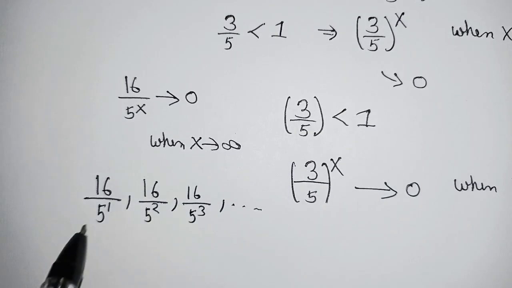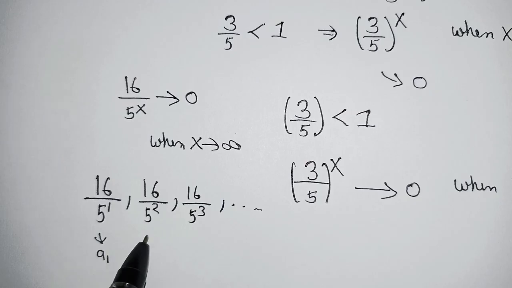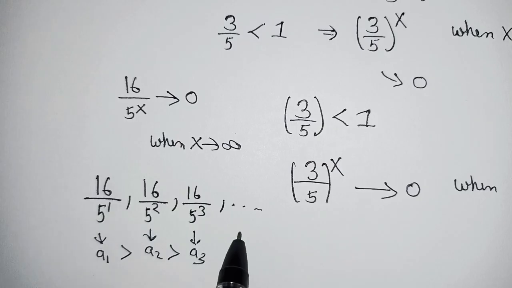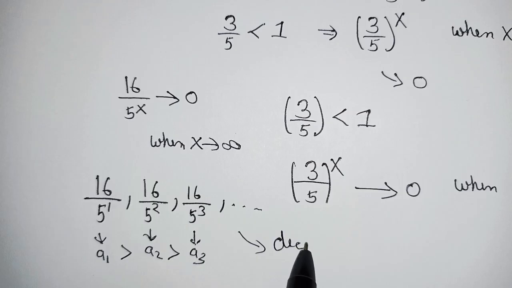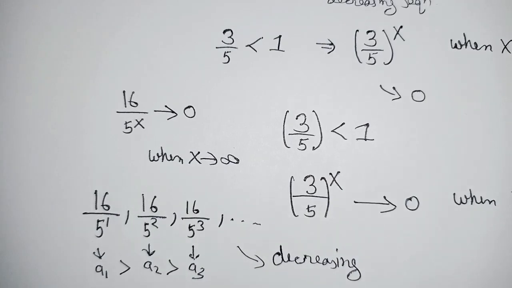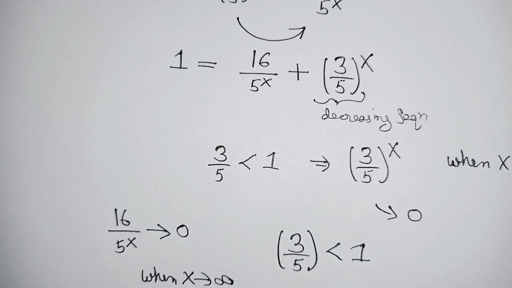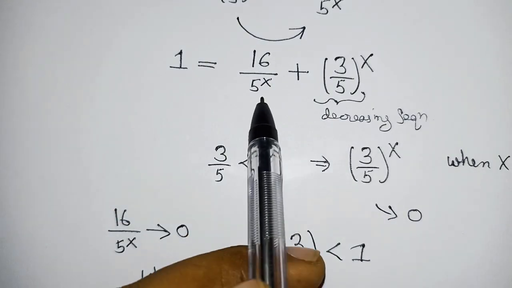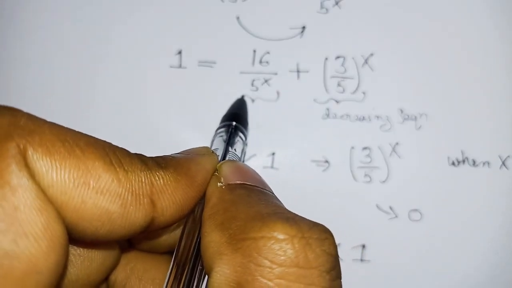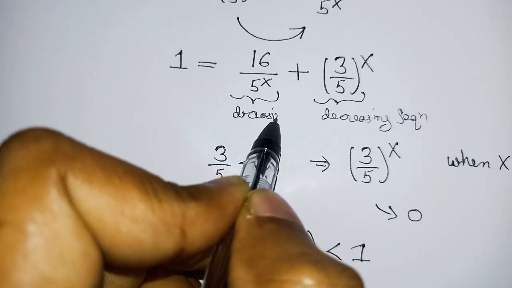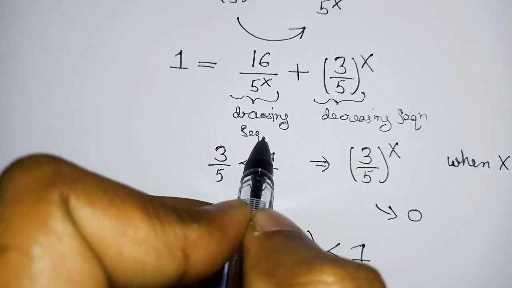So you can clearly see this first term, suppose this is a1, this is a2 and this is a3. So a1 is greater than a2 and a2 is greater than a3. That means the sequence is in decreasing form. So this sequence is decreasing. So what we get is 1 equals this whole part, and these parts are decreasing. You can clearly say this part is again a decreasing sequence.